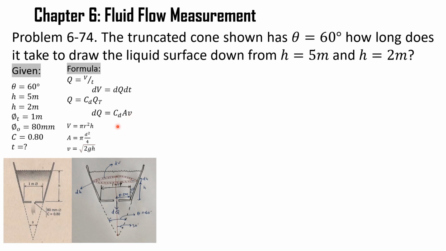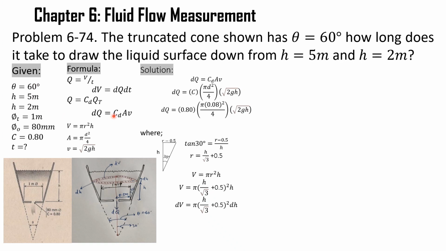So additional information: the volume of a cylinder is equal to pi r squared h, the area of a circle is equal to pi d squared over 4, and velocity in a fluid flow is equal to square root of 2gh. Substitute our given to our formula.